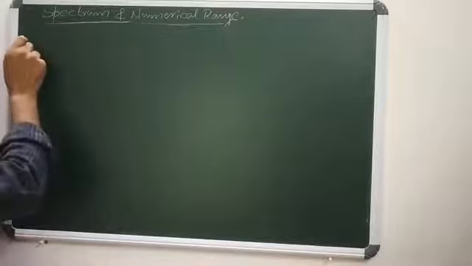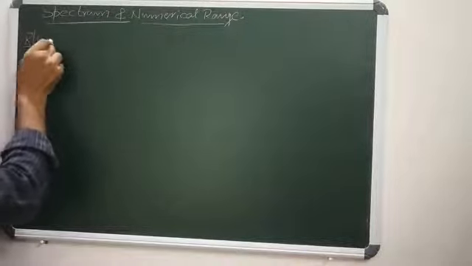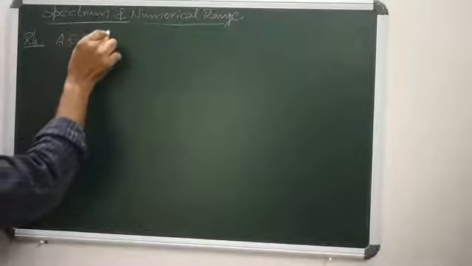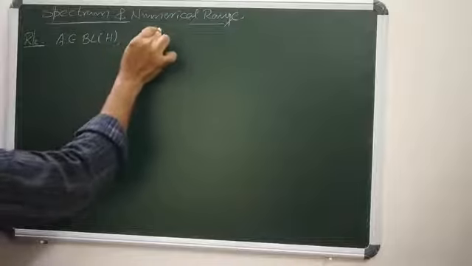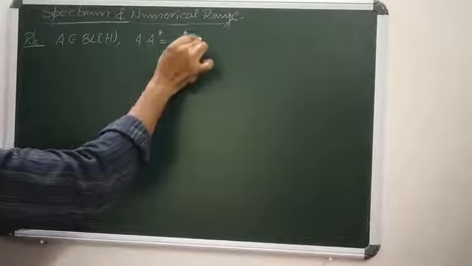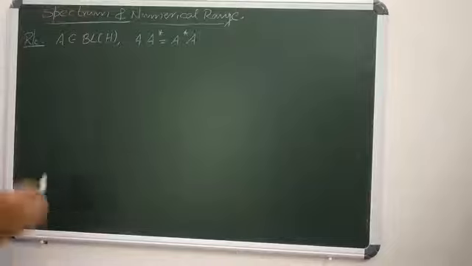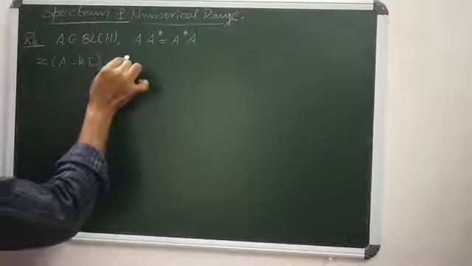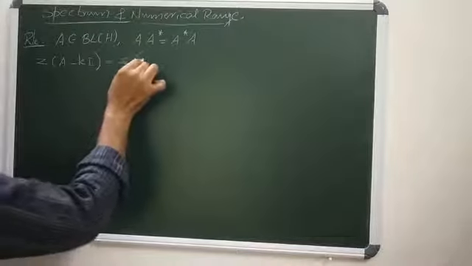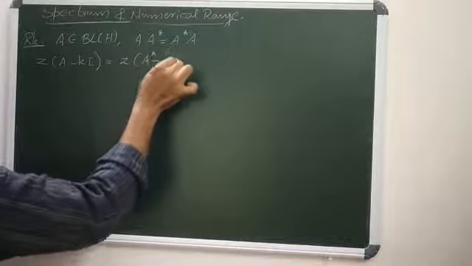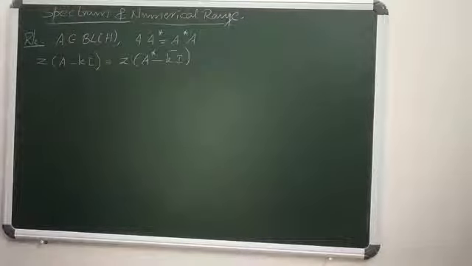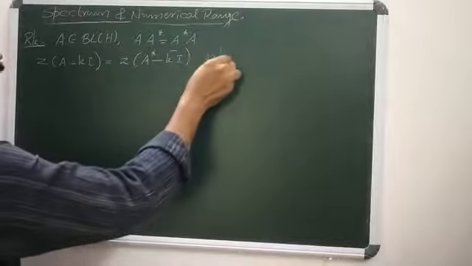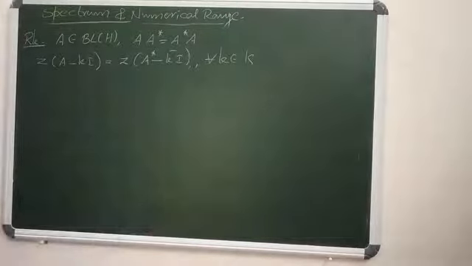Let A be a normal operator. Consider this remark: let A be a normal operator on H, A in B(H) such that A*A = AA*. Then the null space of A minus kI is the same as the null space of A* minus k-bar I for all k. How to prove?